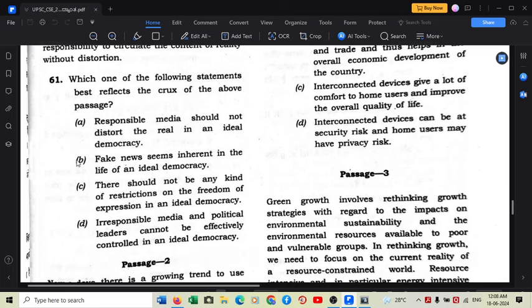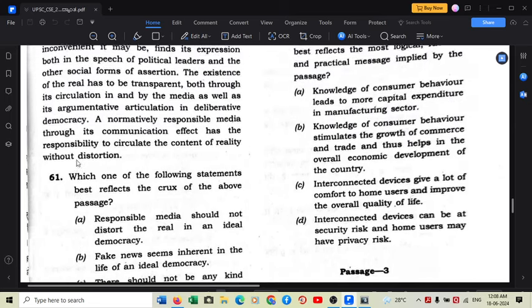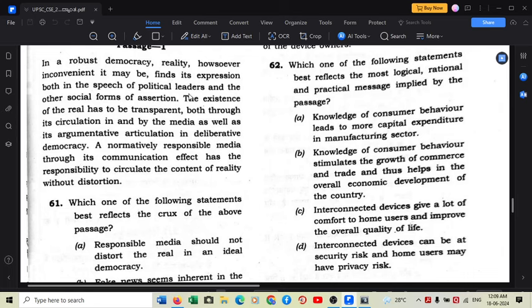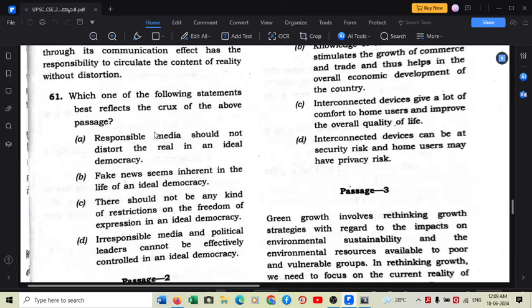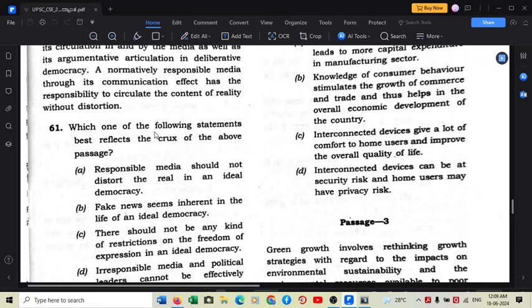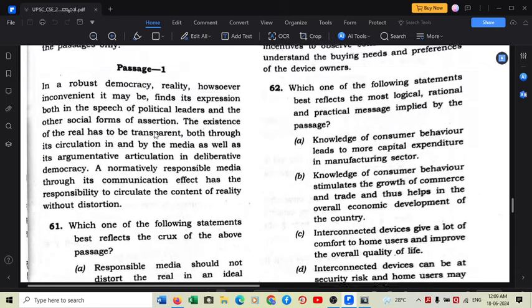What is the answer? Look at option A again: responsible media should not distort the real in an ideal democracy. Why is this the crux of the passage? Because from the middle of the passage itself, the existence of the real has to be transparent both through its circulation in and by the media as well as its argumentative articulation in deliberative democracy. And the author is emphasizing again that responsible media through its communication effect has the responsibility to circulate the content of reality without distortion. So definitely option A is the right crux. The answer to 61 is A.